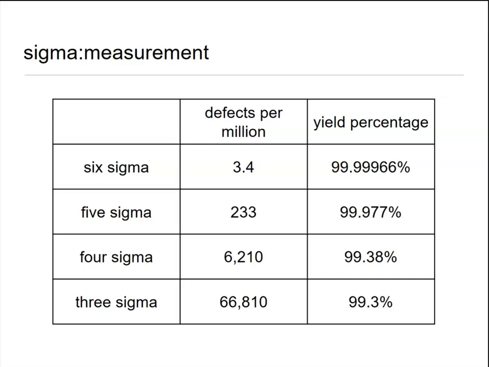The Six Sigma measurement, remember, the higher we go, the fewer defects we have per million, and the higher our yield. So if we look at the Six Sigma rating at 3.4 defects per million opportunities, we have a near perfect yield. We're only losing around 3.4 per million opportunities at Six Sigma. Five Sigma, 233, still pretty good, 99.77. So you can see our goal is to go higher to the Six Sigma range.